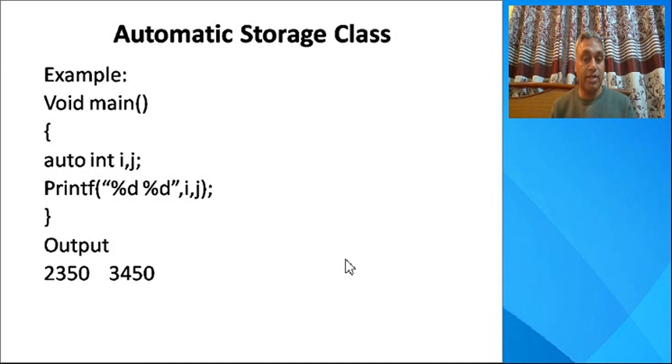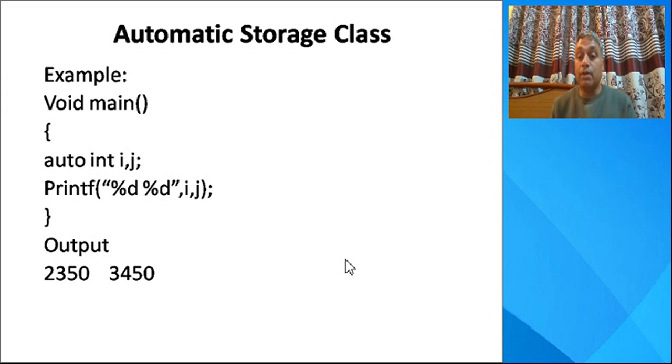Another one is auto. This keyword is important here. This auto keyword defines the storage class of the two variables i and j. They are auto storage class variables. After that, we have printed the values of i and j. Look at the output. The first output is 2350 and the second one is 3450.